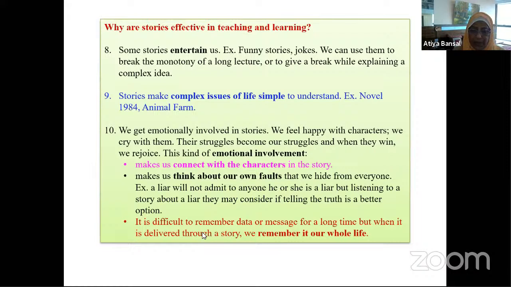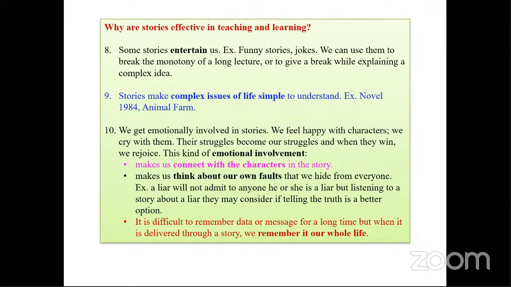And third important point is that it is difficult to remember data or message for a long time, but when it is delivered through a story, we remember it our whole life. Any question so far? We concluded 2 points. What is a story? And why stories are effective in teaching and learning. Any questions so far?